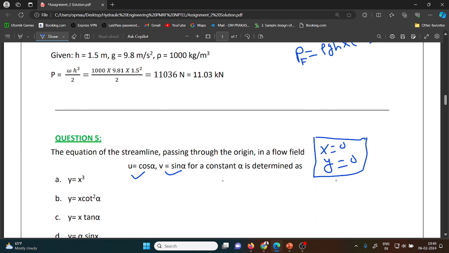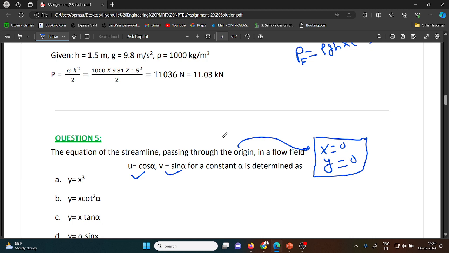Actually, the question is asking what is the equation of a streamline. The condition x is equal to 0, y is equal to 0 comes from this statement, and u is given this and v is given this. Yes, please try to solve this question. Let me show the answer first.